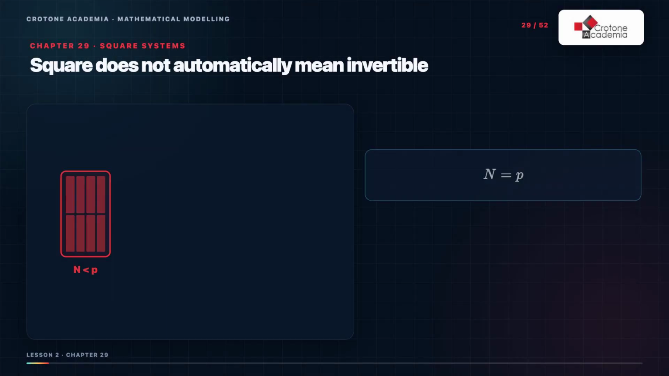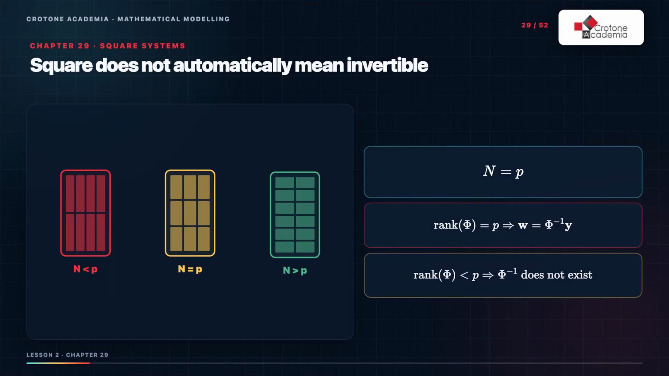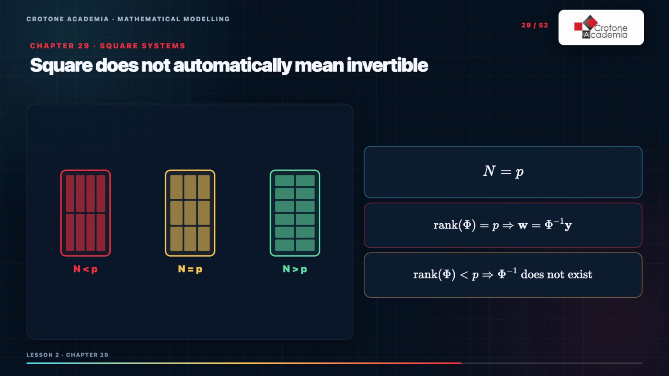When n equals p, phi is square. If it also has full rank, it is invertible, and the unique exact solution can be written w equals phi inverse times y. But square shape alone is not enough. A square rank-deficient matrix has no inverse. Depending on the observation vector, the system may then have infinitely many solutions or no solution. Never replace the condition full rank with the weaker statement square.